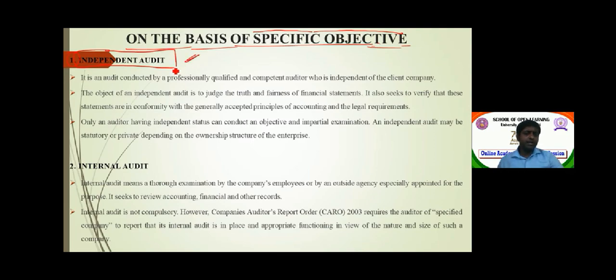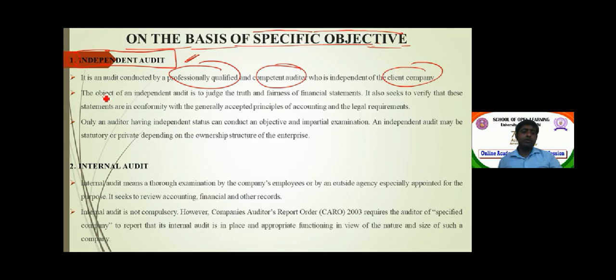Independent audit means that the audit whereby a professionally qualified person and a competent auditor is going to be auditing the financial statements and accounts of the client company. So independent audit means that I am actually a chartered accountant and I have got the certificate of practice, and I am auditing the financial statements or accounts of a particular company on the request, of course, of the client as such.